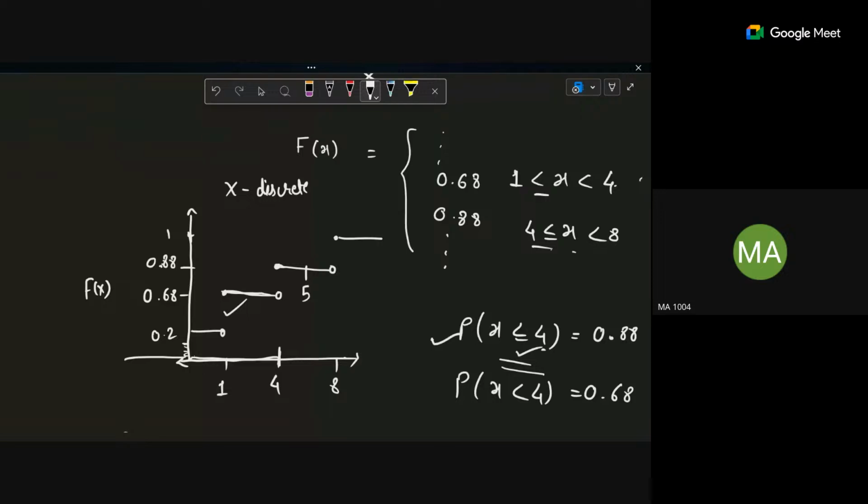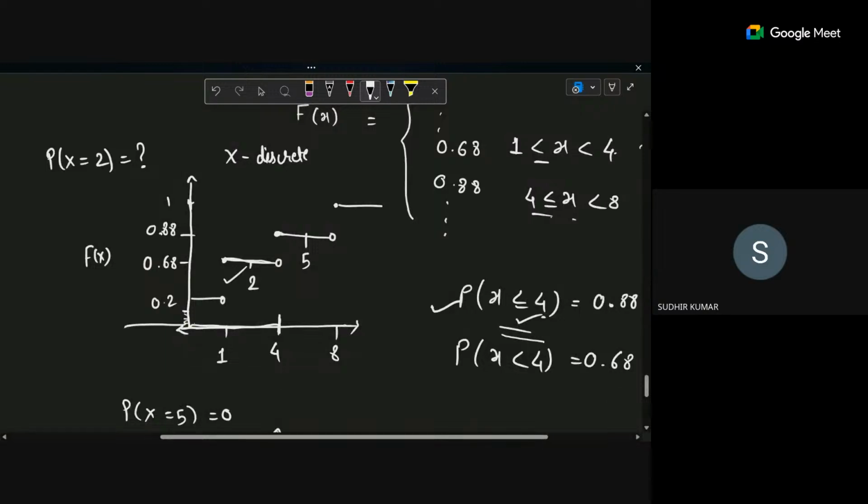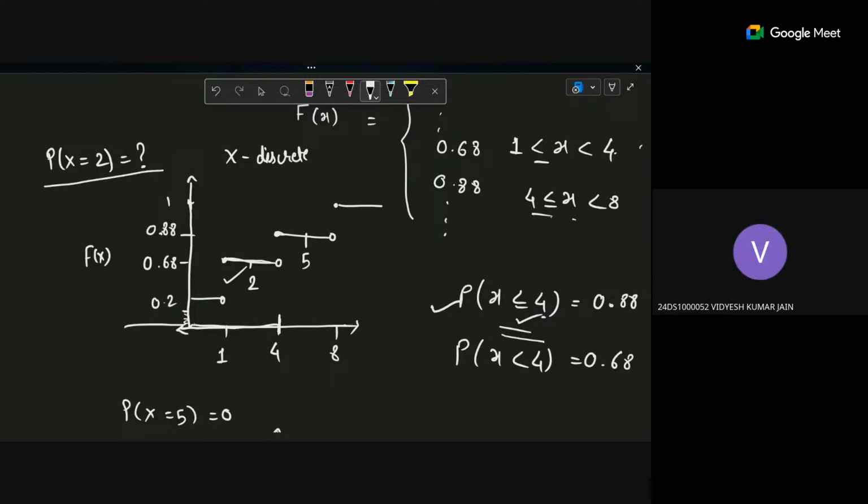you are asked to calculate the probability at a point, let's say 2, probability at x is equal to 2. Then what will be your answer? 0.48, ma'am. Probability at x is equal to 2 is 0. Why 0? There is no jump from 1 to 2.